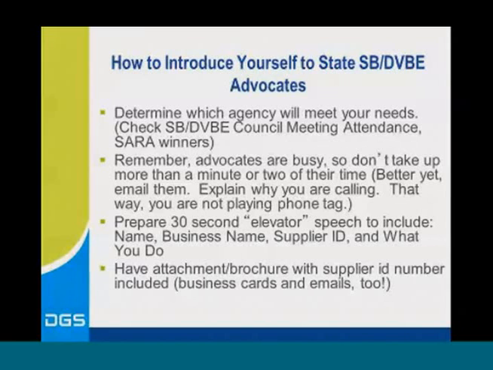This elevator speech includes your full name, your business name, your supplier ID number, and what you do. For example, it would go something like this. Hi, my name is Wayne Gross. I'm with ABC Fence Company, and I'm certified as a small business and a disabled veteran business enterprise. My certification number is 1752943, and I build fences, be it concrete, cement, block, chain link. Can you help me?